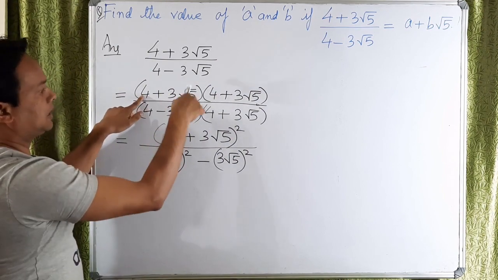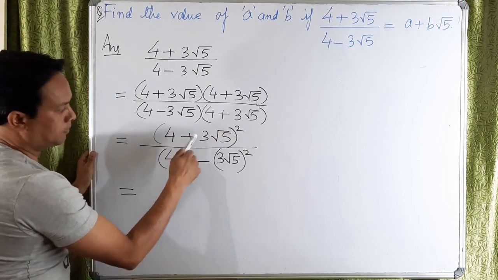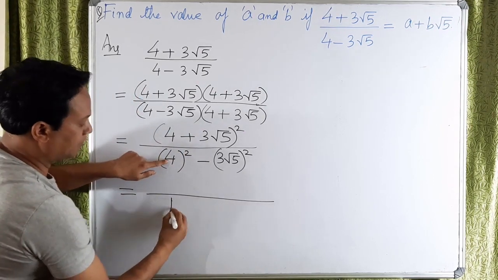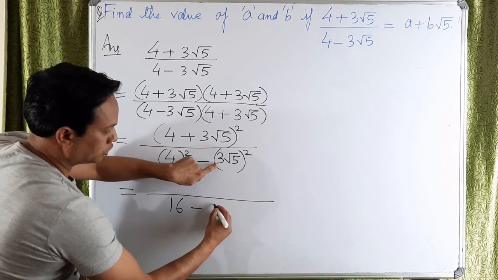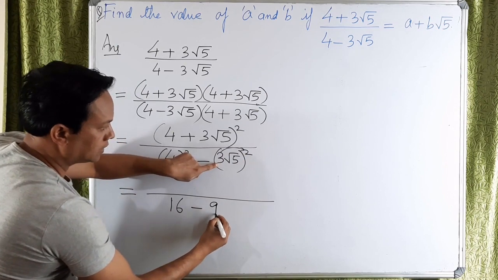Or you can multiply like we did in the previous sum. That way also you'll get the same answer. Anyway, let's apply the formula. Here below we have 4 square, which will make 16. And this one will become 3 square. 3 square first. 3 3s are 9.